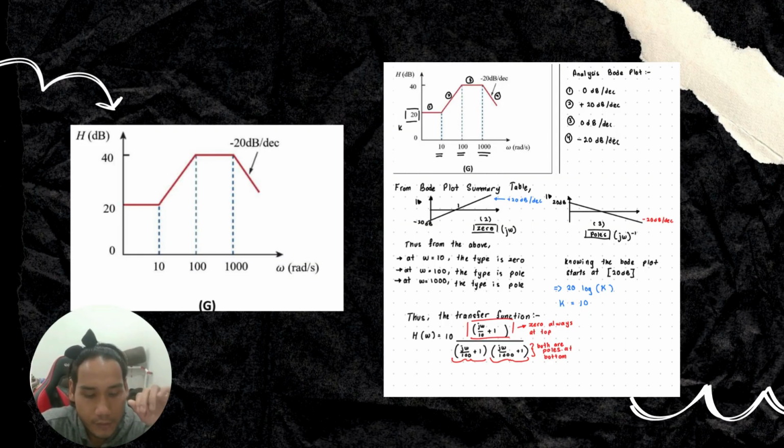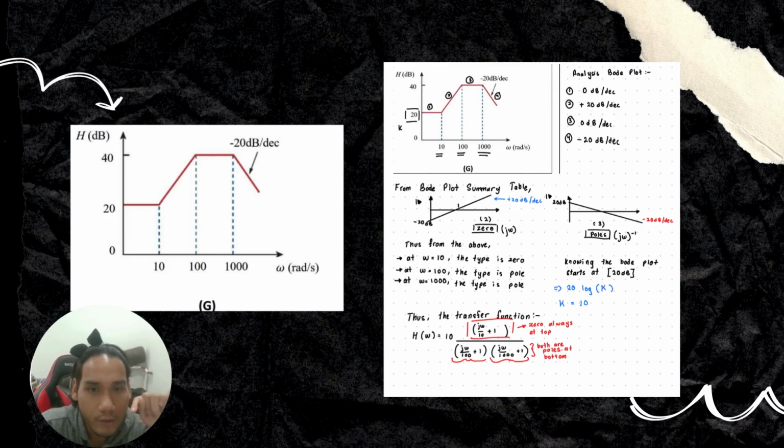And for the first one, we know that the magnitude plot increased by 20 dB per decade. So it is a simple zero. By taking the value of radian per second, we have our first zero at our numerator, which is j omega divided by 10 plus 1.